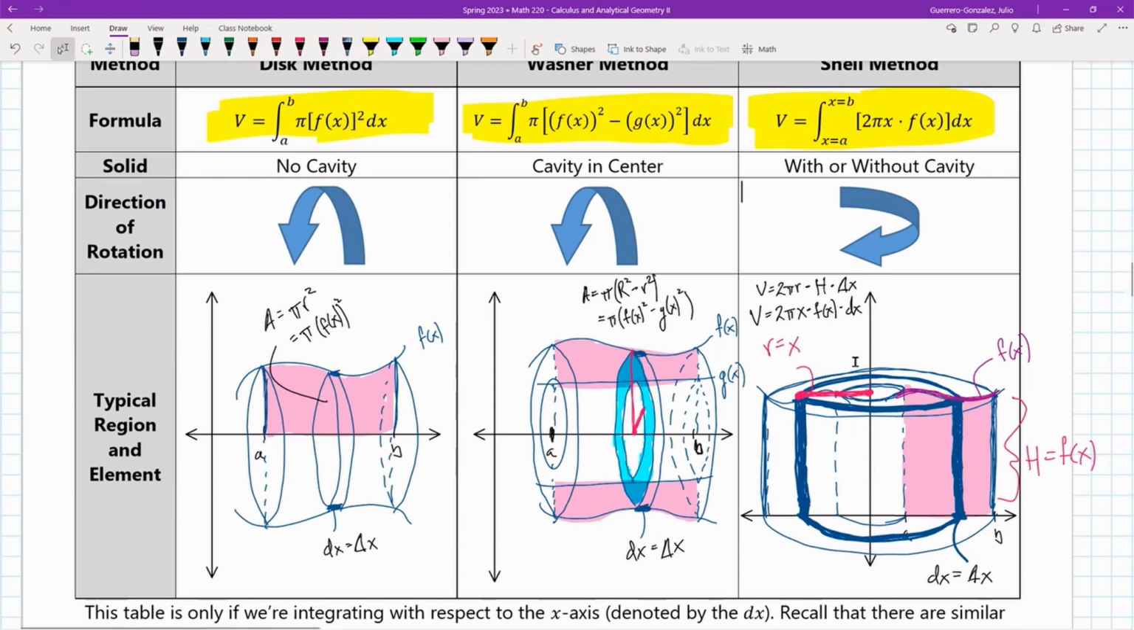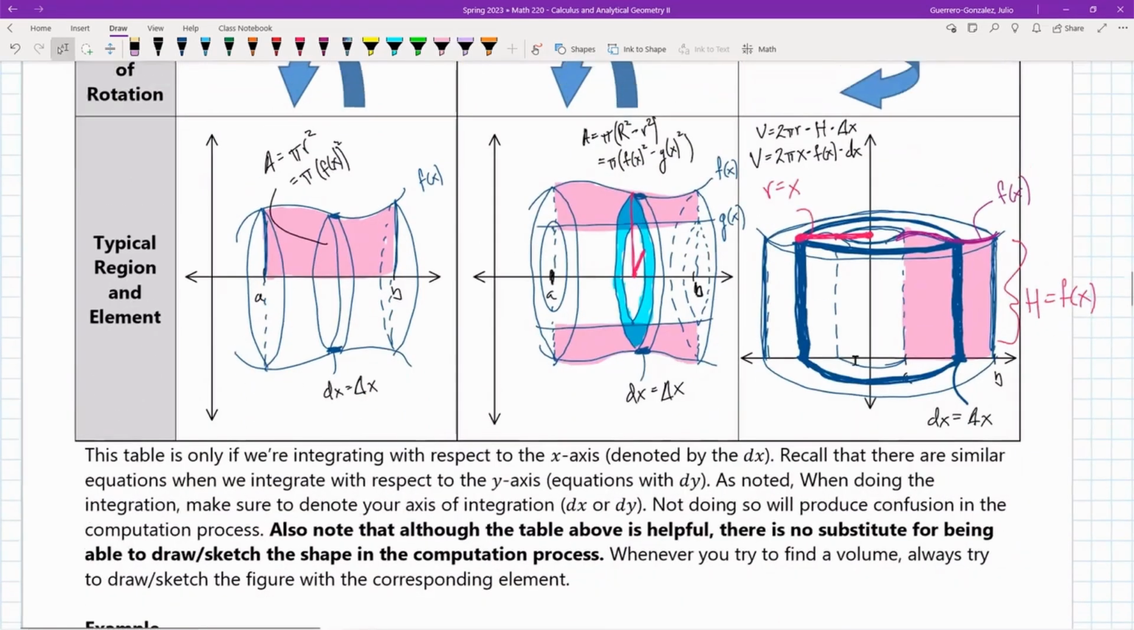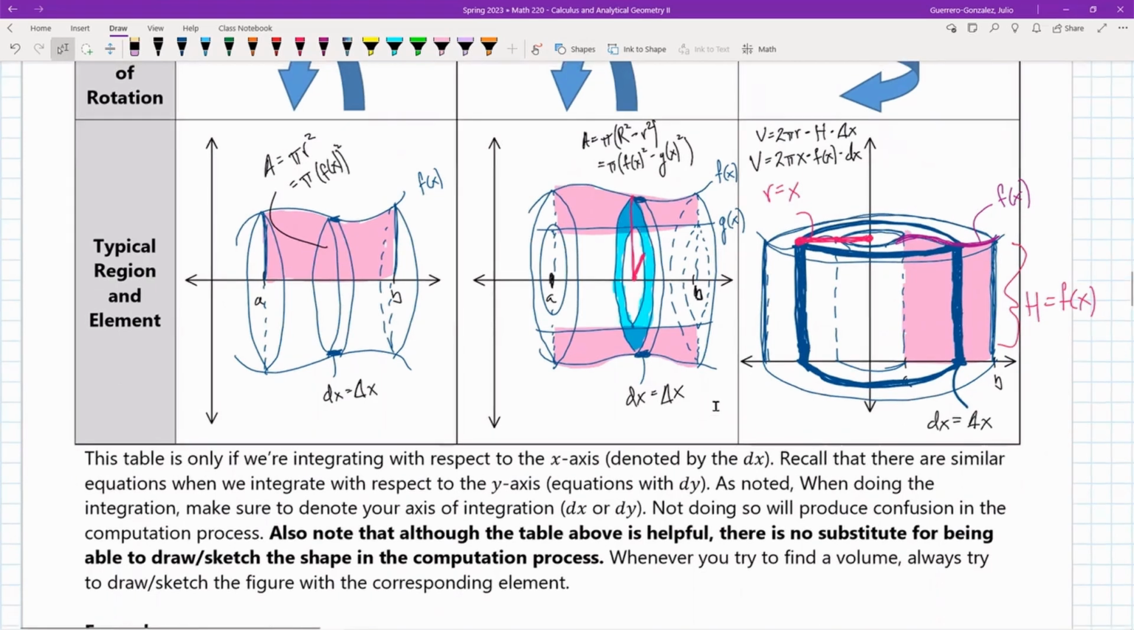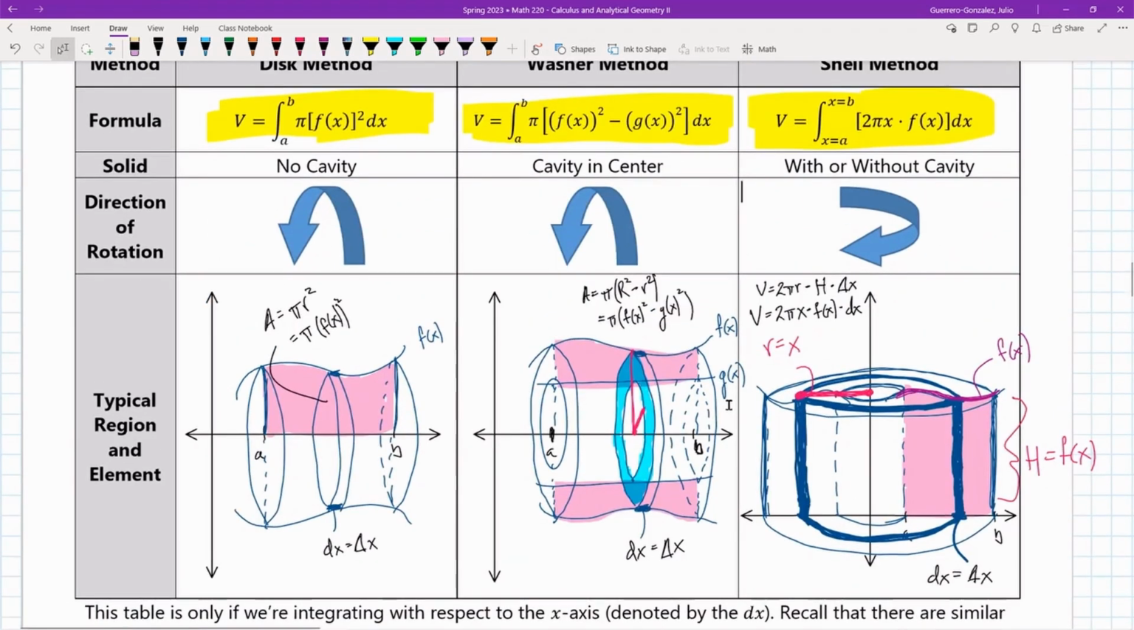Okay. So one thing I do want to mention before we keep going: this table that I just made, I did it for various functions, right? And all of these were dx. Notice that all of these, we were doing with respect to the x variable, right? There's a similar table if we want to do stuff with respect to the y variable, if you want to do stuff dy, okay?